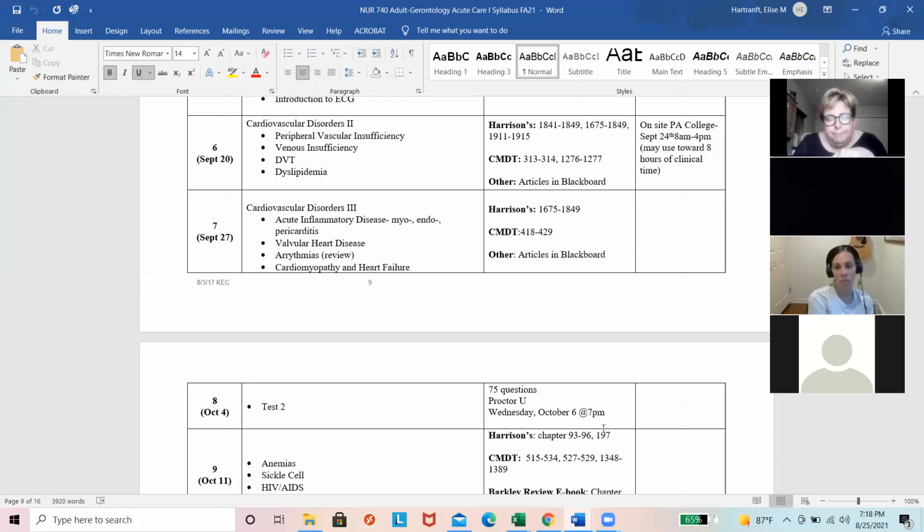One of the SGLT2s, the Farxiga, et cetera, is now indicated in heart failure patients, but it's also indicated whether or not they have diabetes. Well, that's sort of new information that not everybody knows about, that not every NP or nurse knows about. So maybe you'd want to submit a paper talking about that and what the evidence behind it is, would be an example.